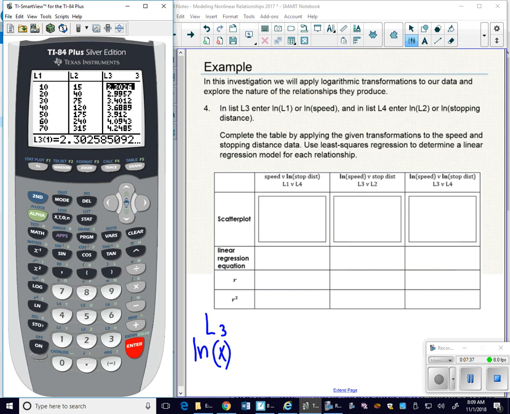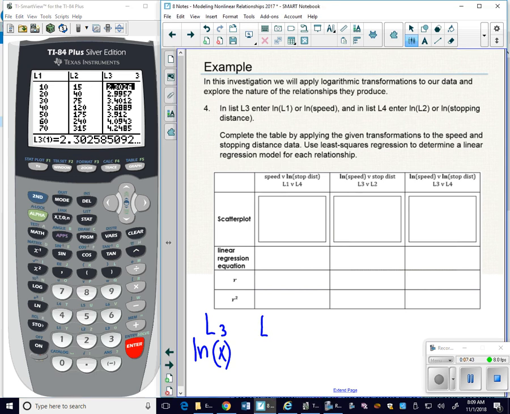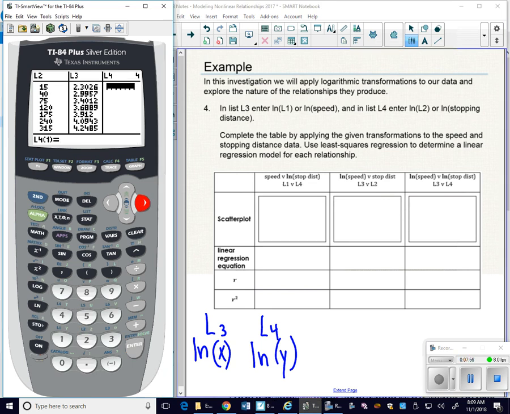And then we're also going to take the natural log of the stopping distance, and we're going to put that in list 4. So in list 4, I'm going to take the natural log of my y values, or the natural log of list 2. So at the tip top of list 4, take the natural log of list 2. And again, you're going to see some numbers that really don't have a lot of meaning anymore in this context.